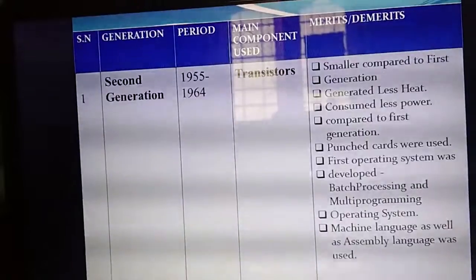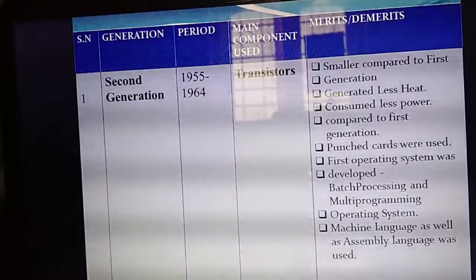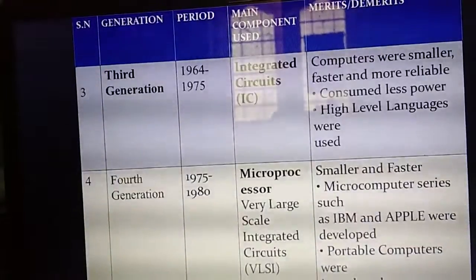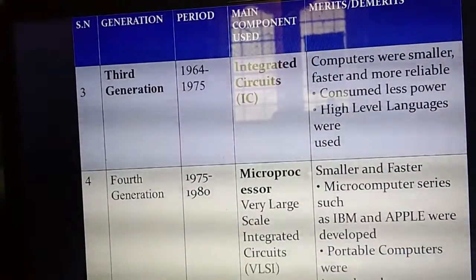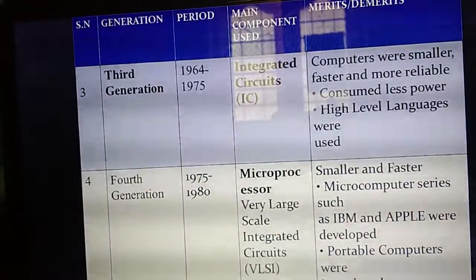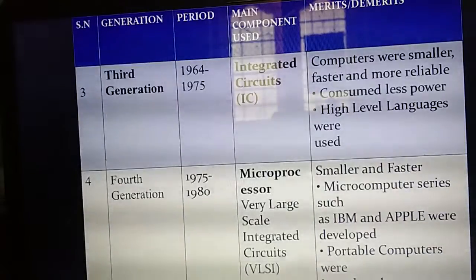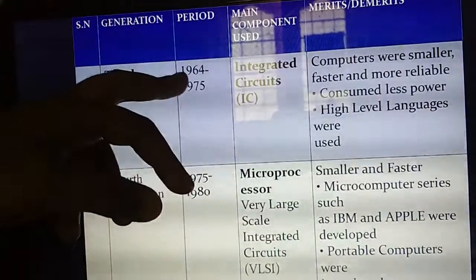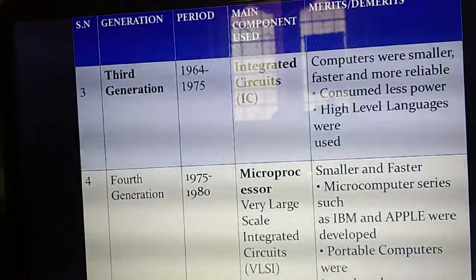Okay. Here two languages they have used. What are they? Machine language as well as assembly language. Understand? Next we are moving to which generation? Third generation. So second generation we have ended in which year? 1964. So continuously you can write. So third generation starts at which year?